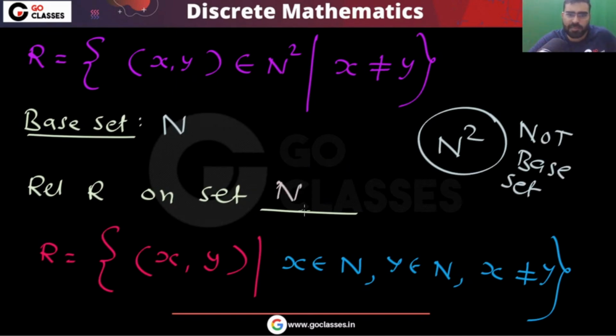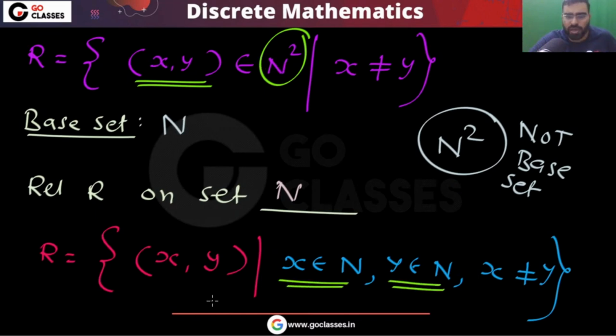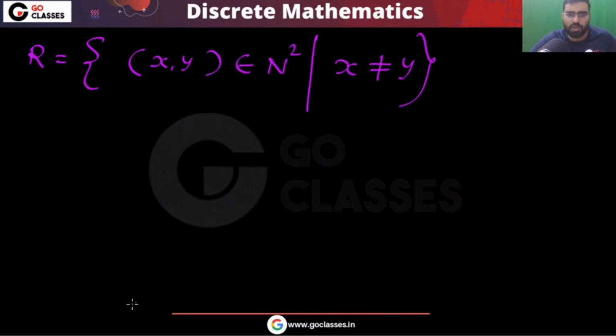The base set is the set of natural numbers, because the ordered pair belongs to N², which simply means that x belongs to N and y belongs to N. Both x and y are natural numbers, and x is related to y if and only if x is not equal to y. So the natural number set is the base set, and N² is not. This is the first thing you should find out: on which set the relation is defined. Now you can clearly see that this relation R is defined on the set of natural numbers.